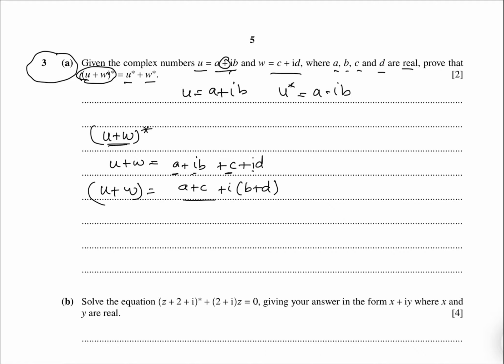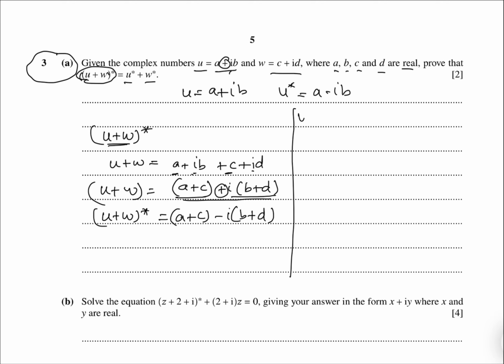This whole is u plus w. This is the real part and this is the non-real part. If I have to find the conjugate, just change this sign. So (u plus w) conjugate will be equal to the real part, that is a plus c, minus i times (b plus d). Very good.